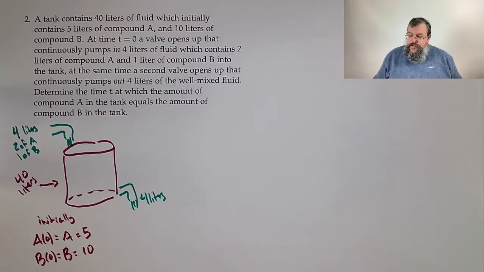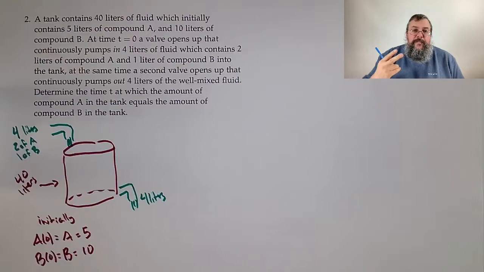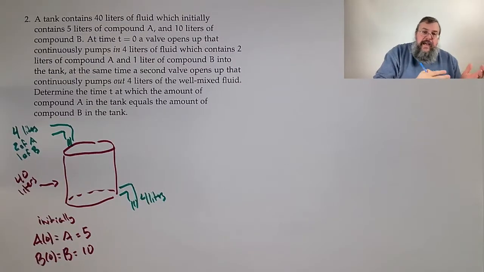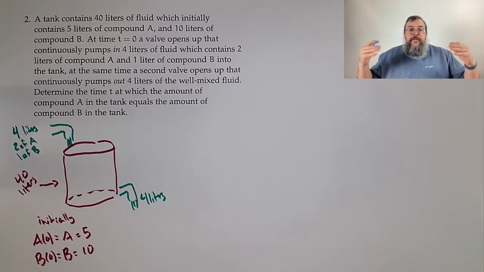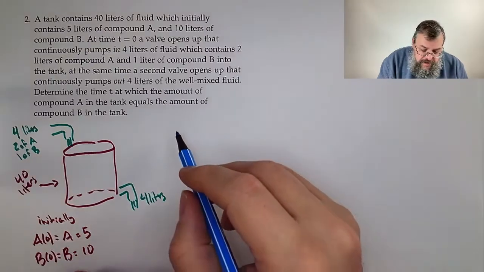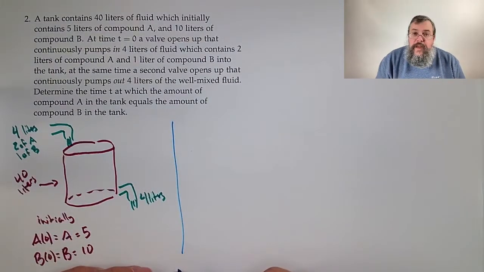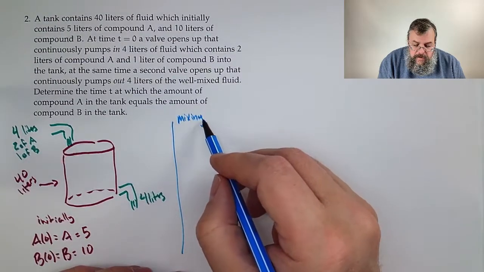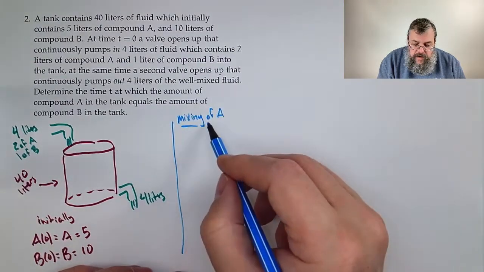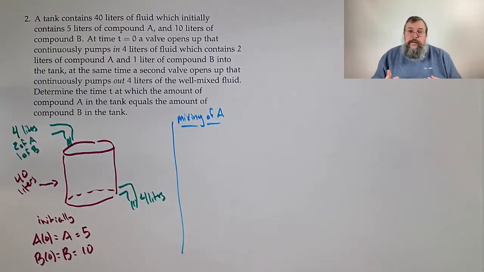Well, let's think about this as not one big mixing problem, but really two mixing problems: what's happening with A as it's being mixed, and what's happening with B as it's being mixed. And then we'll put the two together and get what we need. Okay, so let's start with A. So, mixing of A.